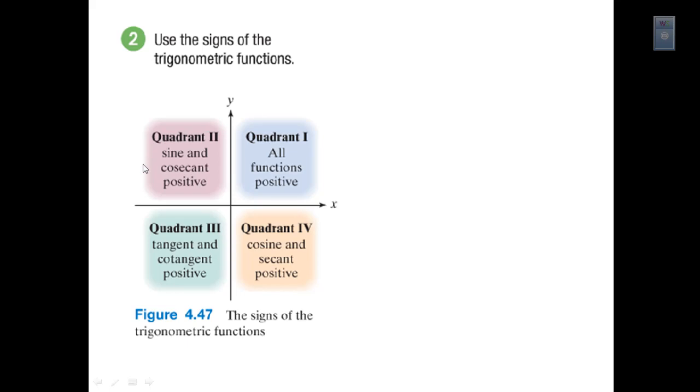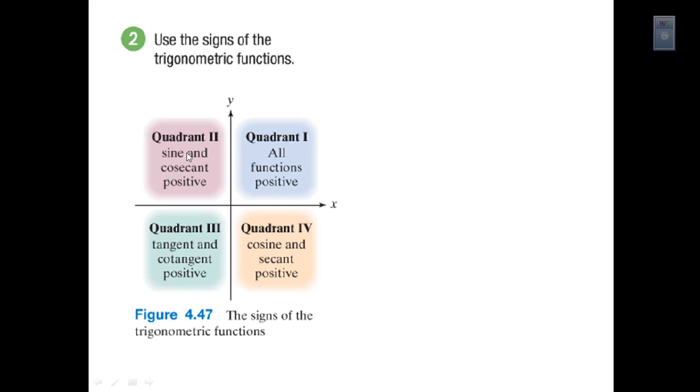Now, when we get over into quadrant 2, what's going to happen? Well, my y value still stays positive, but my x value is now going to go into the negative x values. So I'm going to get negative x values, which means my cosine is going to be negative.